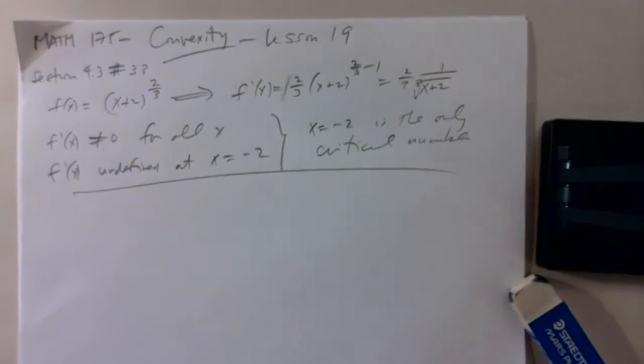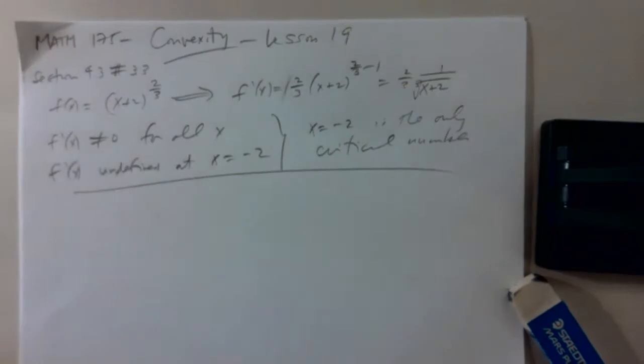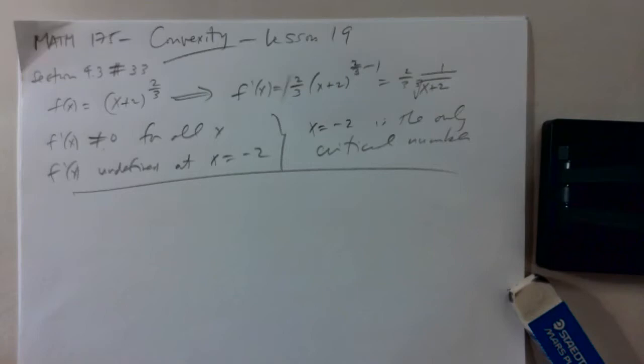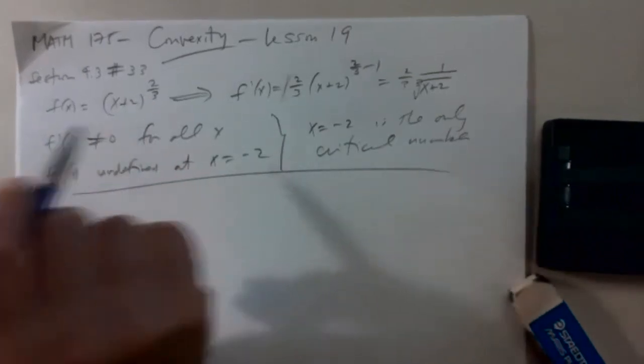So we differentiate (x plus 2) to the 2/3. We get 2/3 times (x plus 2) to the minus 1/3, or 1 over the cube root of x plus 2. And this is undefined when the denominator is 0, that is x equals -2. So at that one point, we have a critical number. Nowhere else is the derivative 0. Okay, any questions about that? Okay. No question.